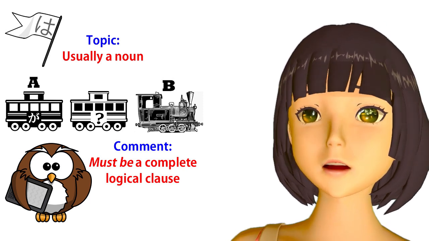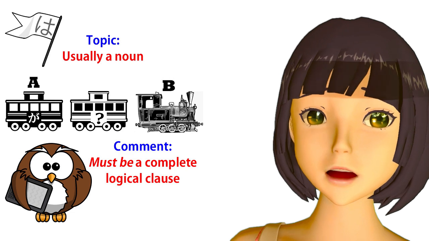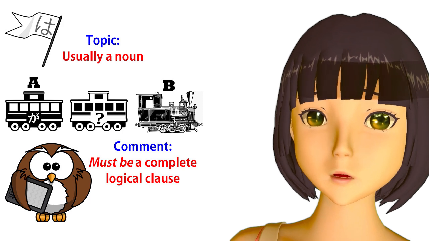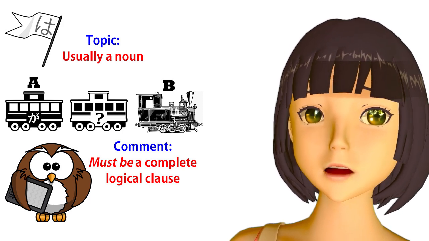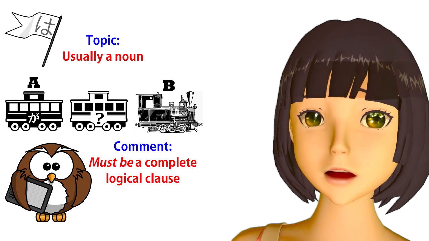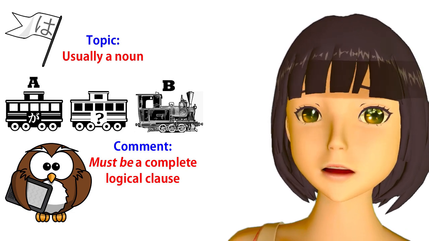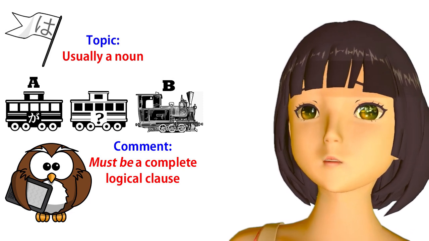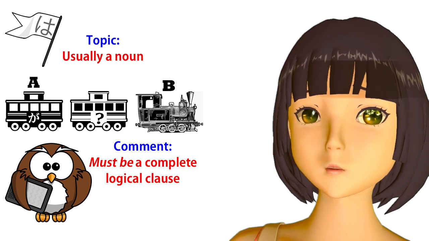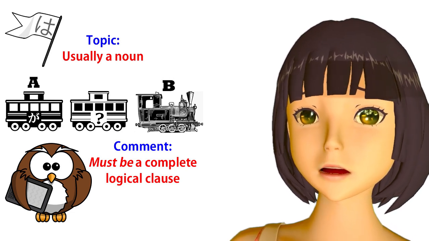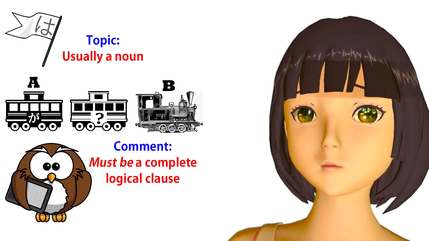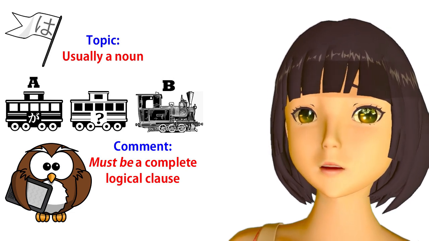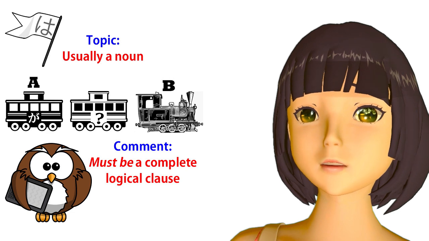As we know, every sentence, every logical clause must have an A car and a B engine, a subject and a predicate. And as we know from our third lesson, wa can never mark either the A car or the B engine or any other element of a logical sentence. It can only mark the non-logical topic. So that means that if we're going to have a sentence at all, both its elements have to be outside of the topic. We have to have a topic, we also have to have an A car, we also have to have a B engine.